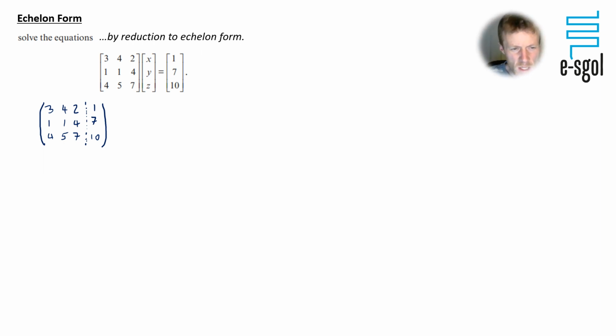Now, it doesn't actually matter which row we write first. So because I've had a little think about this question, I'm actually going to rewrite this row at the top here. So I'm going to change the order to 1, 1, 4, 7. And then I'm going to put this row second. So 3, 4, 2, 1, and then 4, 5, 7, 10. I'll keep that third row in place.